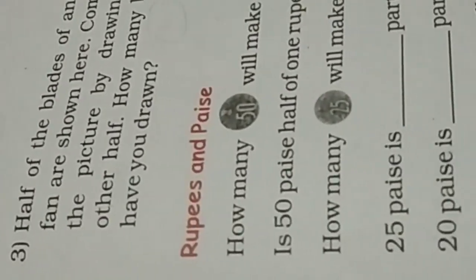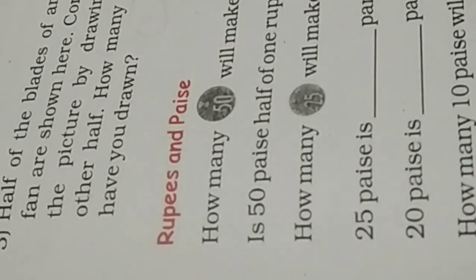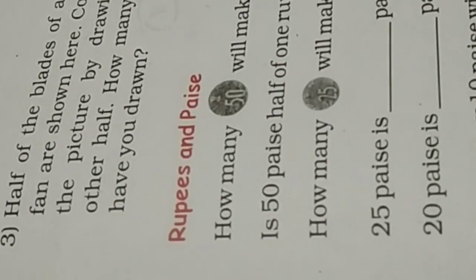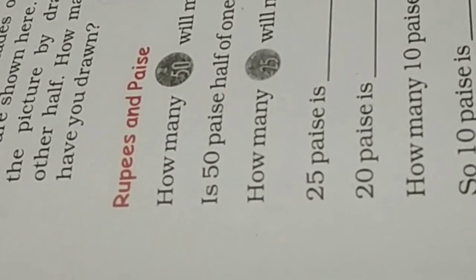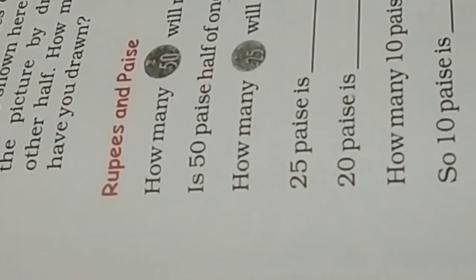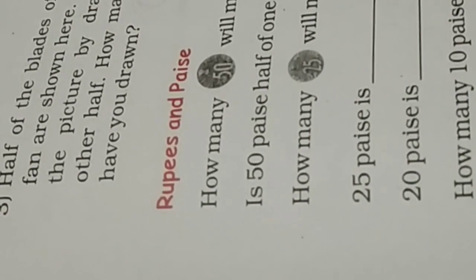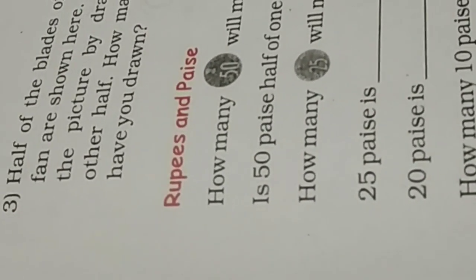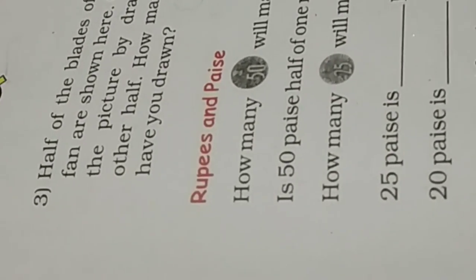So here, rupees and paise. We know that 50 paise. How many 50 paise will be there? 1 rupee. I think we have studied that in 4th standard or 3rd standard, related to paise. That is, how many 50 paise? 50 plus 50 will be 100. We know that 100 paise will be 1 rupee. So we have to get 2 of 50 paise to make 1 rupee.